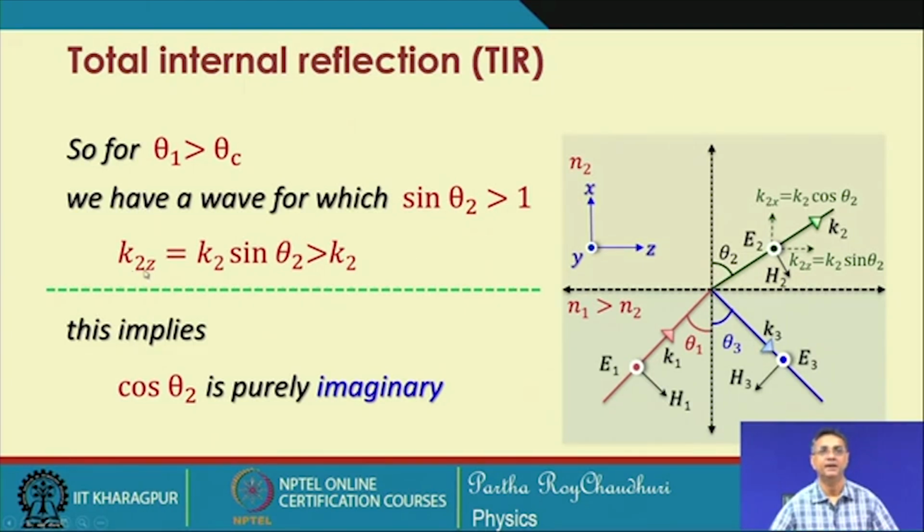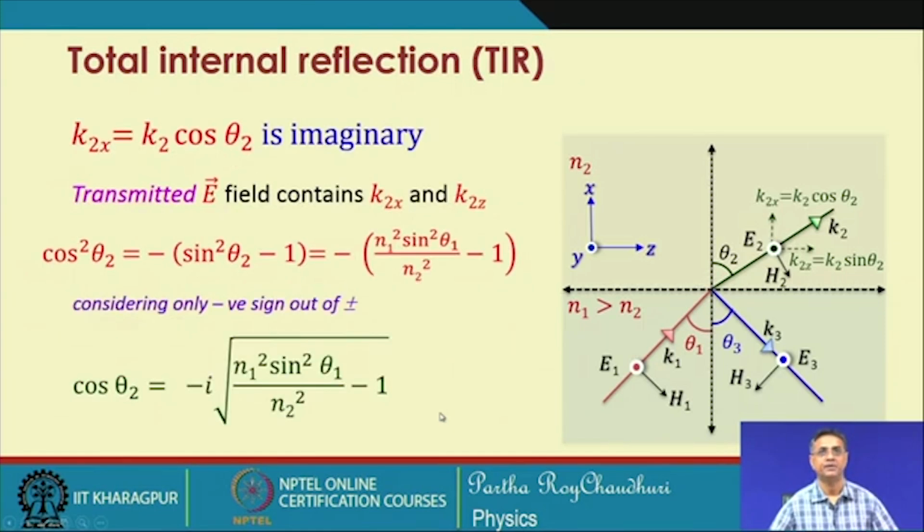That means, k 2 z, this quantity equal to k 2 sin theta 2, must be greater than k 2. This simply means that cosine theta 2 must be purely imaginary. So, if k 2 x is equal to k 2 cosine theta 2 as given by this picture, k 2 x is imaginary, then the transmitted electric field contains k 2 x and k 2 z. Cosine theta 2 we have to evaluate.